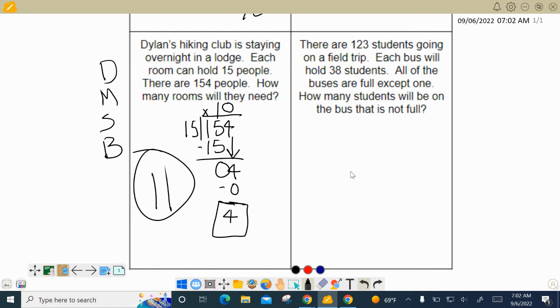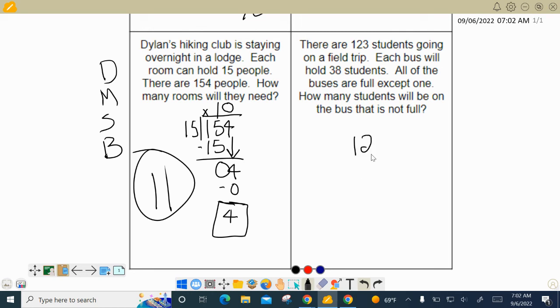Let's move on to the very, very last one. 123 students going on a field trip. Each bus will hold 38 students. All of the buses are full except one. How many students will be on the bus that is not full? Go ahead, solve it. Let me know what your answer is, and then we'll interpret it.